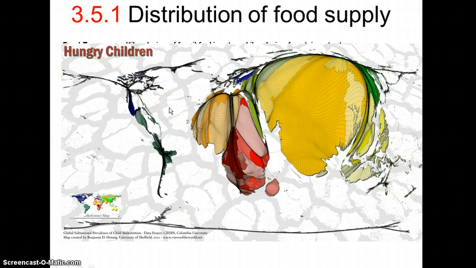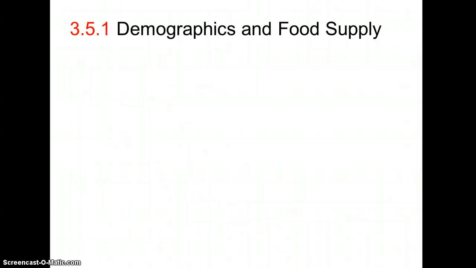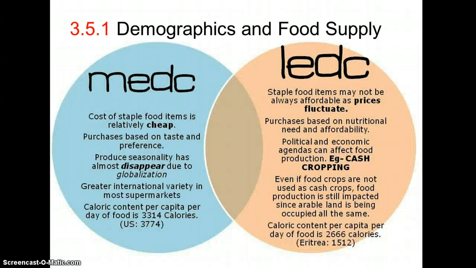And this is going to be drastically related to infant mortality, drastically related to birth rates and death rates, and total fertility rates. We can make tons of connections to stuff we've already been talking about. So demographics and food supply, highly related.